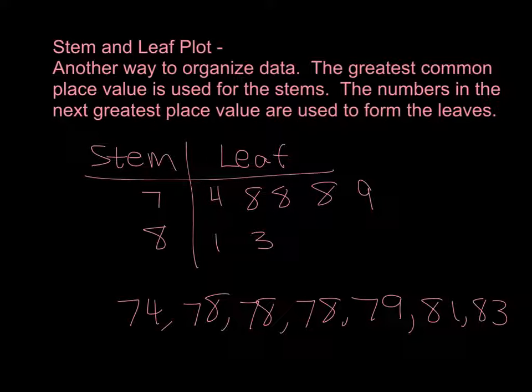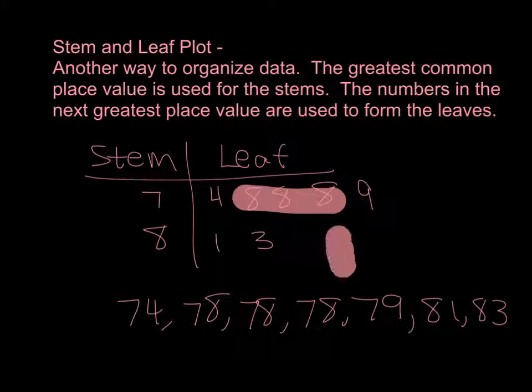This is a really easy way to tell what the mode is, because when I see these three 8s right here, I know my mode is certainly 78. So sometimes for some types of data or measures of central tendency, it's a little bit easier to tell from a stem and leaf plot than it is from a line plot even. But those are the two types of plots that we'll be working with, and the three measures of central tendency. So that's about it for today.